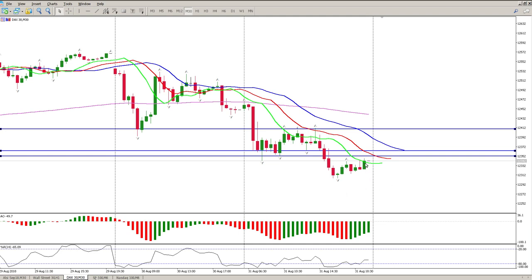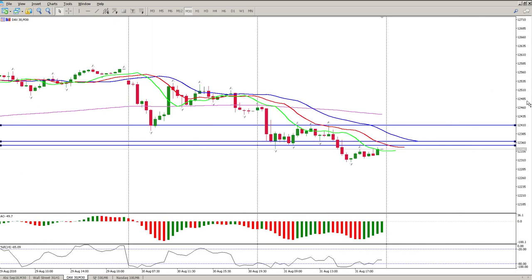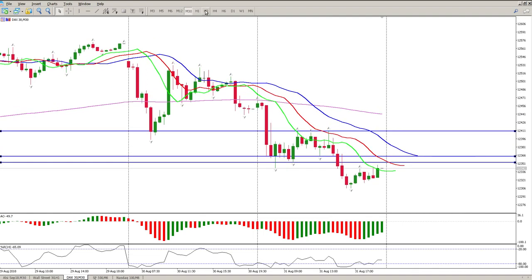12,332, which is pretty much right where we closed off on Friday. Okay, so I would expect us to either rally a little bit more and then start moving to the downside. Just bear in mind today is a public holiday in the States, so more than likely we're going to have a very slow day. But yeah, I think for the DAX at the moment, everything is looking very bearish.